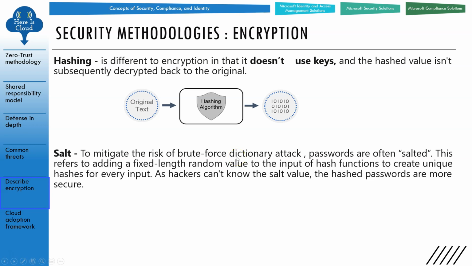It could be predictive, so a brute force dictionary attack can be attempted. So there is a method called salt, where passwords are often salted, in the sense that a fixed random length value is added to the password so that it can provide a unique hash. Unique hashes for every input can be created. So that is called salting. That way hackers cannot know the salt value. The hashed passwords are more secure in that way. So this basic definition of hashing and salting is important to know, and the difference between hashing and encryption.